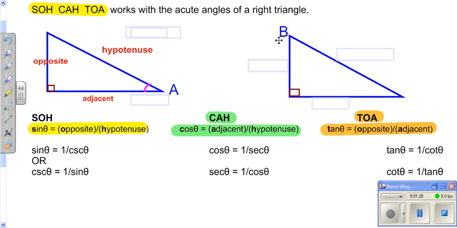Now, suppose we consider this top angle up here. Where would your hypotenuse, adjacent, and opposite be? Well, still opposite the right angle is always your hypotenuse. Your hypotenuse is always the longest side of your right triangle. Now, you should know that adjacent means next to. Here's your angle. This side right here is next to that angle, so that's going to be adjacent, and therefore, this is opposite.